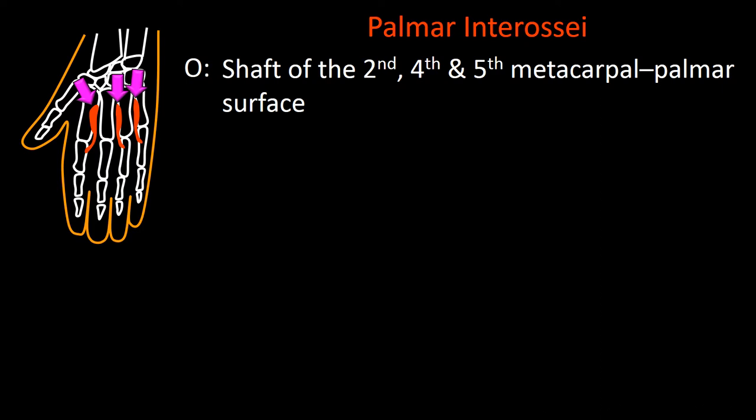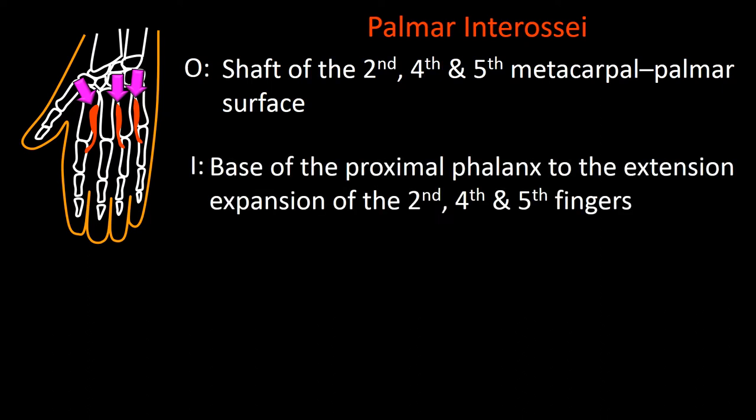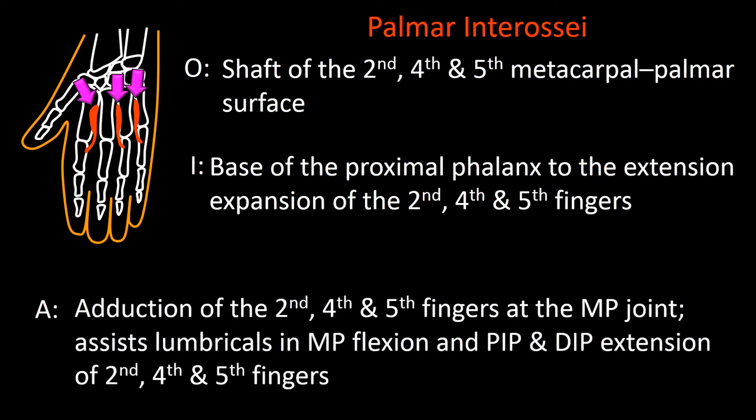The palmar interossei originate from the shaft of the second, fourth, and fifth metacarpal palmar surface, inserting at the base of the proximal phalanx to the extension and expansion of the second, fourth, and fifth fingers. The action of the palmar interossei is to adduct the second, fourth, and fifth finger at the metacarpophalangeal joint and assist the lumbricals in their action.